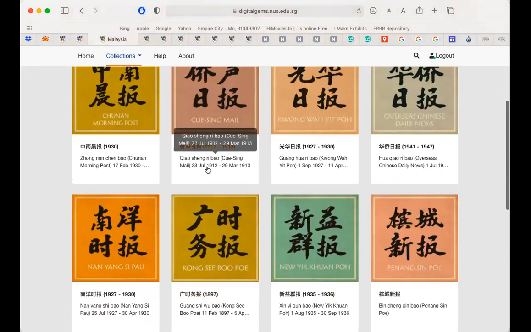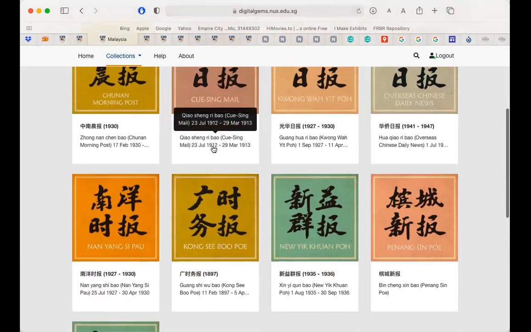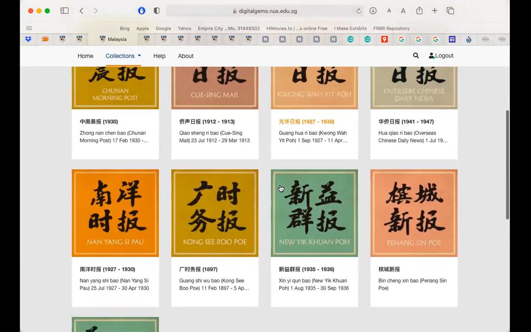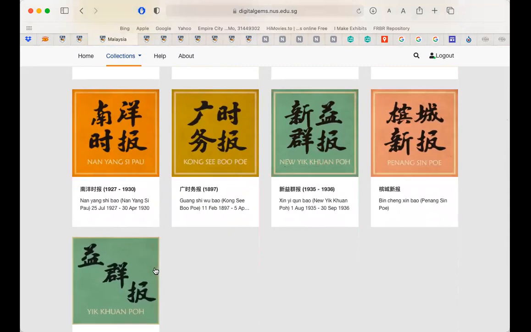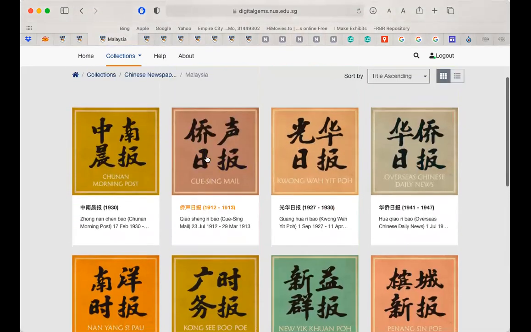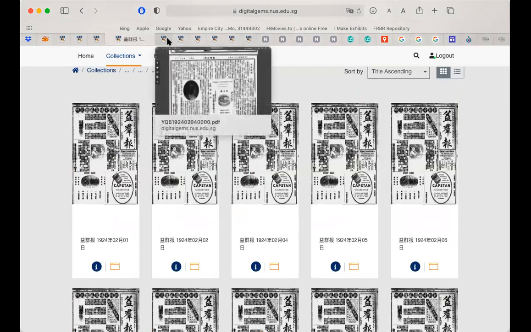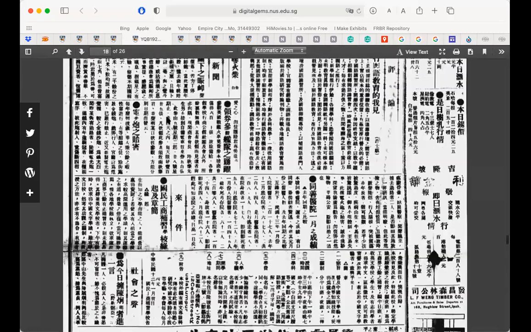This is from the 1910s, during the height of the revolution and the establishment of the Republic of China. And this one is much later, from the 1920s all the way to 1936. Okay, so you see, I've opened them up. If you click on any one of them and go into it, you get these things. And then you click on it, you get the newspaper itself.